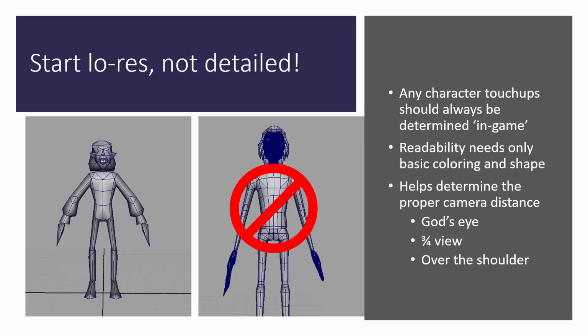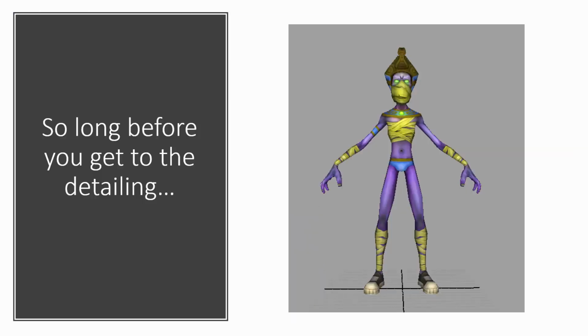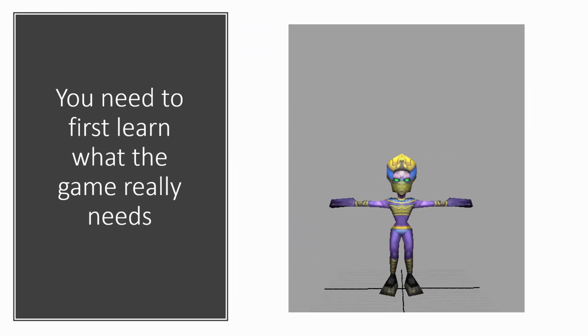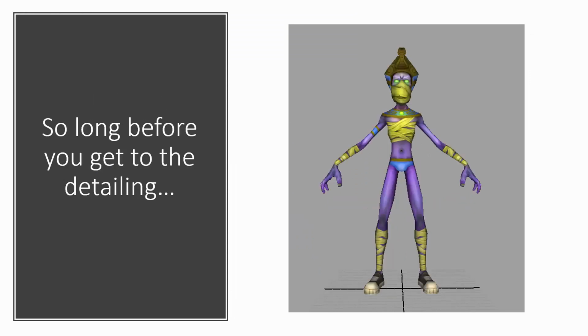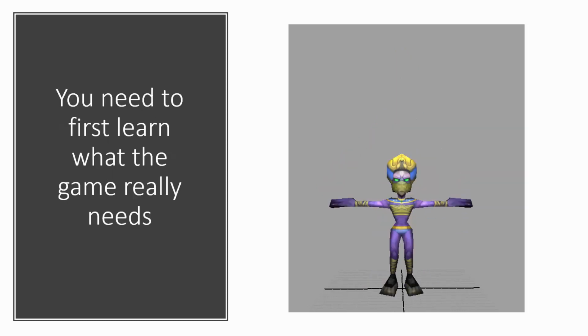So always start low-res, not detail. These are 2 examples of characters I've built, and the one on the left is used right in the mobile game, and the one on the right is a cinematic character. But you'd be surprised how often people start with a wireframe so dense it just comes off as a big block of color. So long before you get to the detailing, you actually need to first learn what the game really needs. Both of these are a mummy character, cartoony, ghoulish, but the second is an example of actually vetting it through the game process.